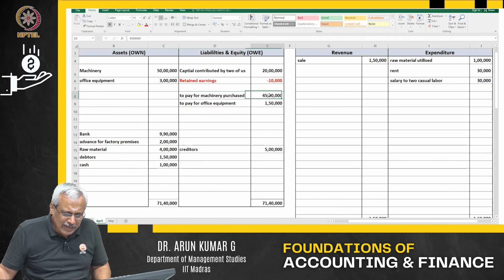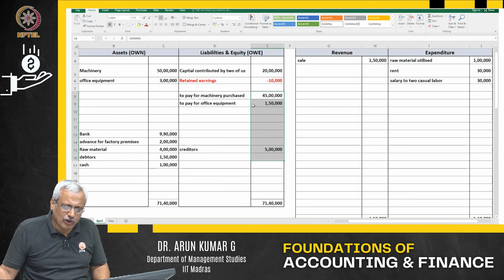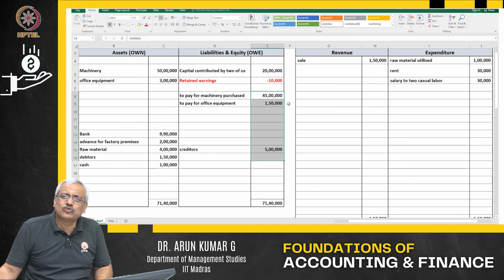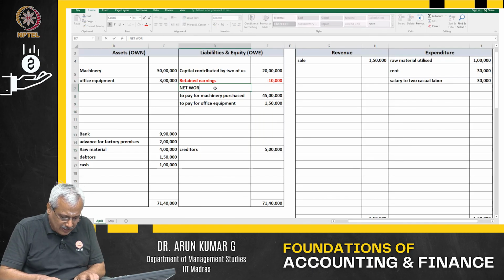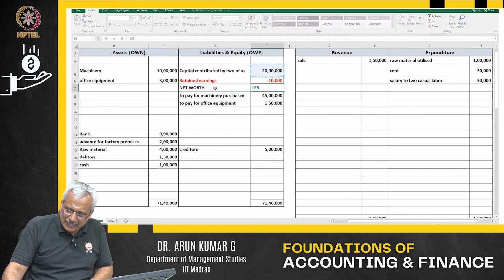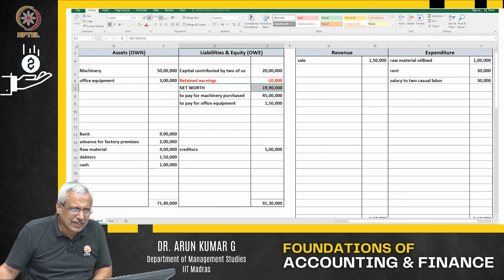Now I use that for paying the liabilities. Out of the 71 lakh 40,000, if I pay 45 lakhs for machinery, 1.5 lakhs for office equipment to whom I owe, as well as creditors another 5 lakhs, whatever money is left is what we call the capital, or in this particular case the net worth of the business. What is net worth of the business? Capital plus, that is all the money that belongs to the shareholders, is what we call net worth of the business.